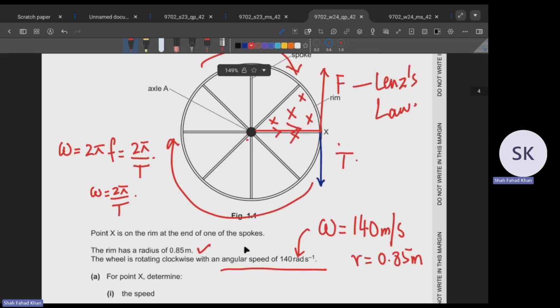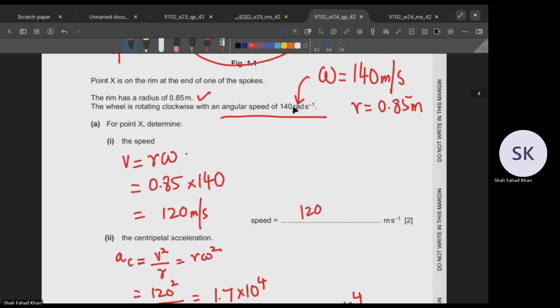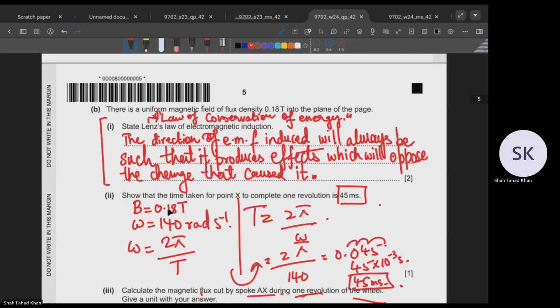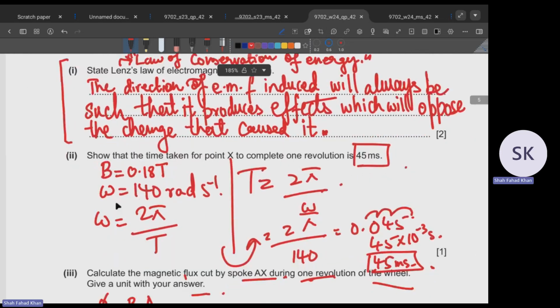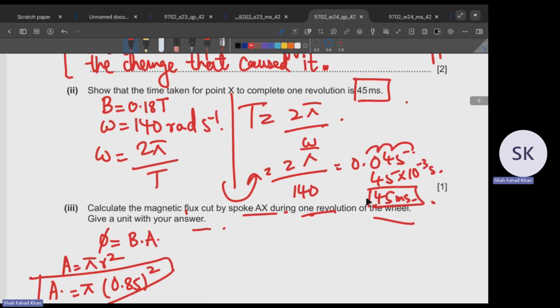The time period needs to be calculated, and omega is given to you right here: 140 radians per second. Omega is 2 pi over T, so T is 2 pi over omega. 2 pi over 140 gives you 0.045 seconds, which is the same as 45 milliseconds.